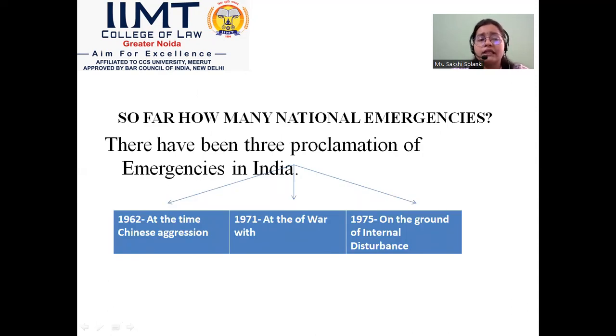Now we will see how far Article 352 has been applied in India since we adopted the Constitution, since the independence of India. There have been three proclamations of emergency till now. First, in 1962, at the time of Chinese aggression. Second, in 1971, when we were at war with Pakistan. Third, in 1975, on the ground of internal disturbance.